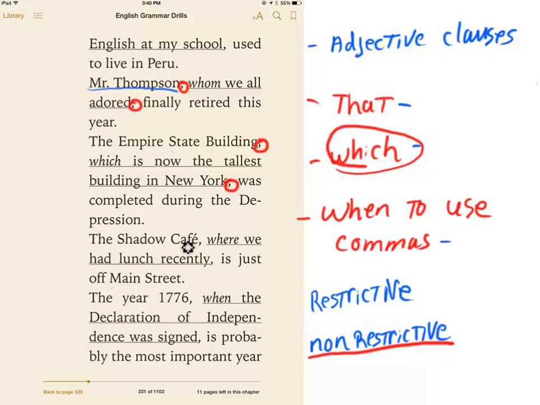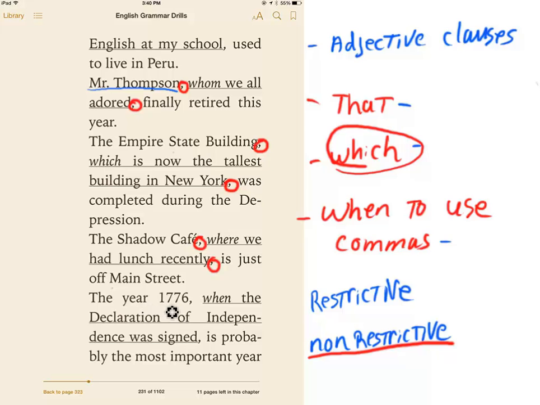The Shadow Cafe. Once again, the antecedent is a proper noun. It's capitalized. So I already know that this relative clause coming up is non-essential. If it's non-essential, or non-restrictive, I should say, obviously I set it off by commas. Okay? How about this one?